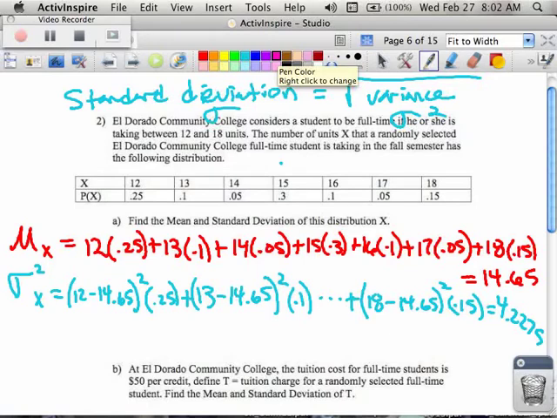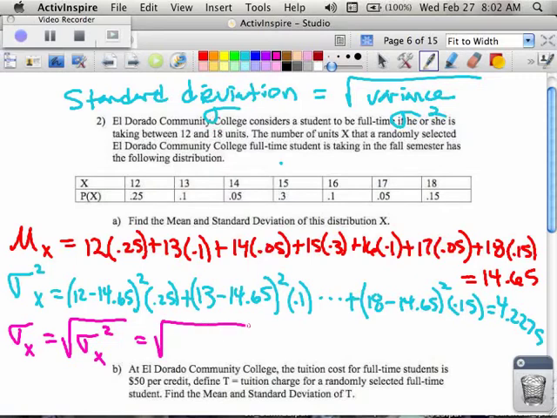So if I want the standard deviation of this information, I'm going to take the square root of the variance of this information. Or in other words, I'm taking the square root of 4.2275. And if I take the square root of that information, I get 2.056.